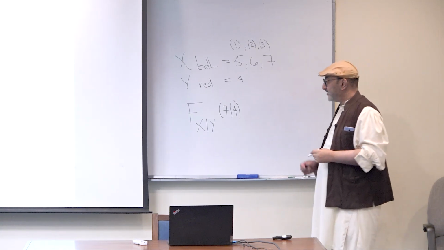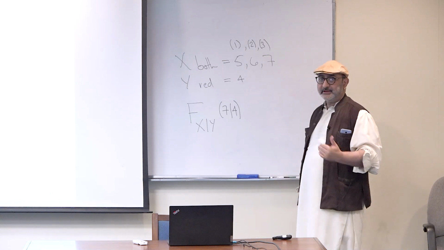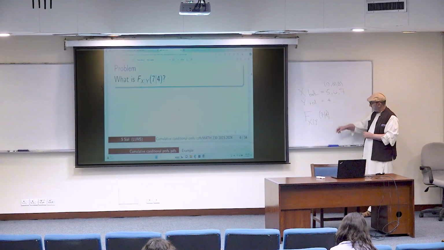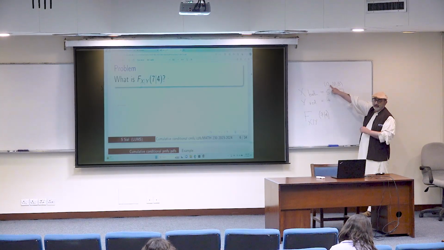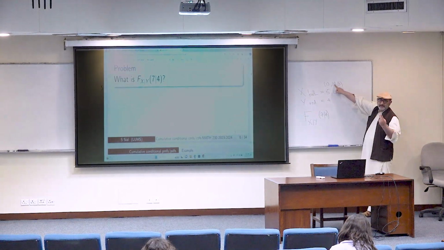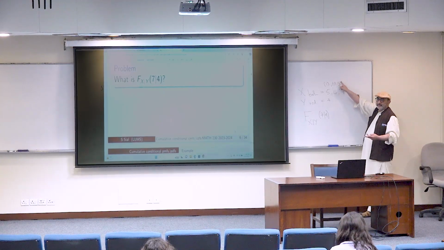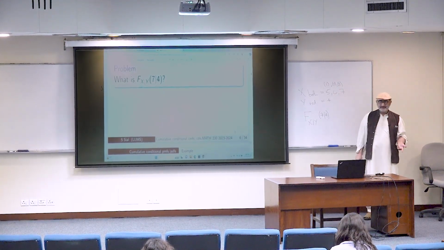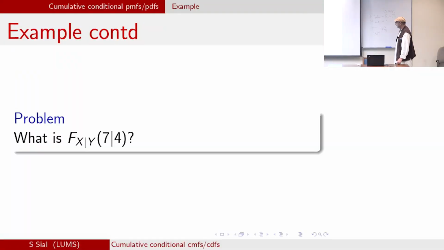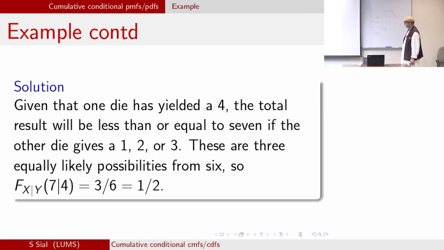Okay? So how do you work out the probability? This is the probability of rolling a 1 with the other die, plus the probability of rolling a 2 with the other die, plus the probability of rolling a 3 with the other die. With the other die, the probability of rolling a 1 is 1/6, a 2 is 1/6, and a 3 is 1/6. So that should give you 3/6.